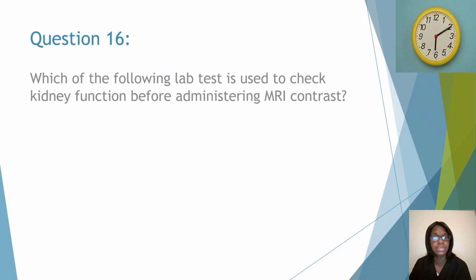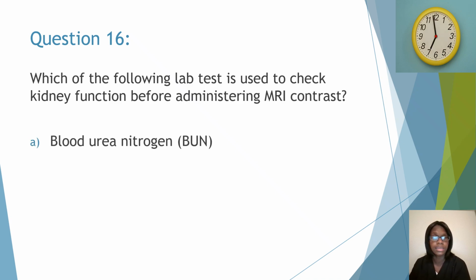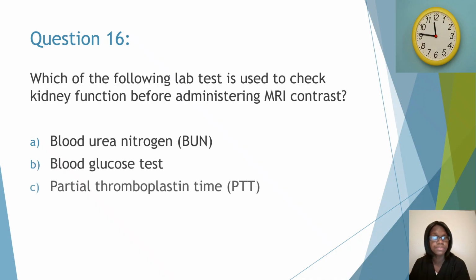Question 16. Which of the following lab tests is used to check kidney function before administering MRI contrast? A, blood urea nitrogen or BUN. B, blood glucose test. C, partial thromboplastin time or PTT. D, prothrombin time or PT.